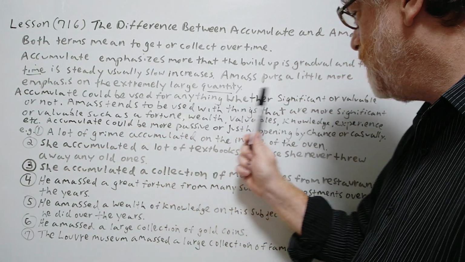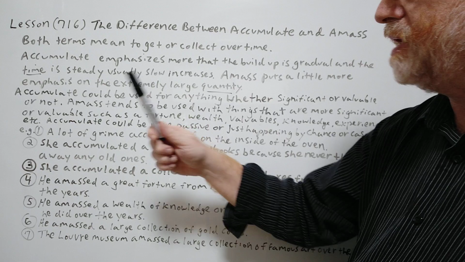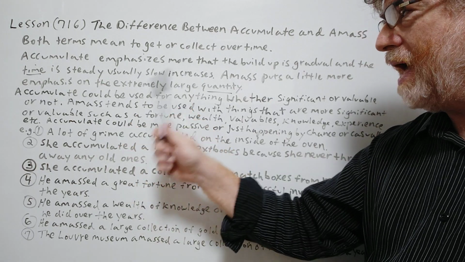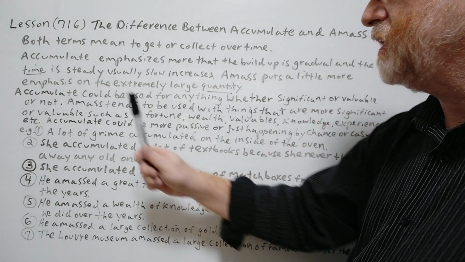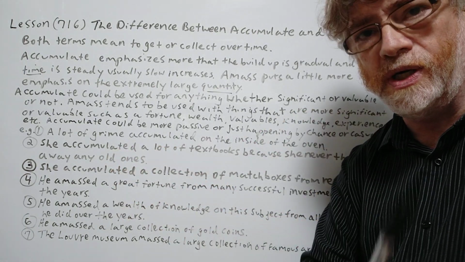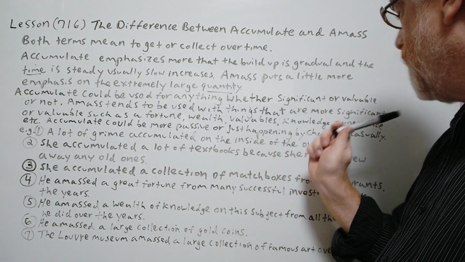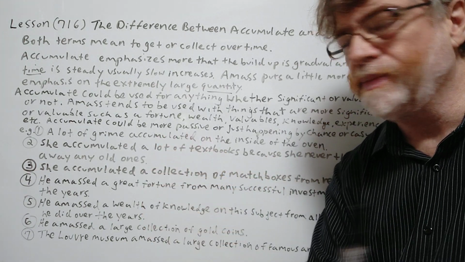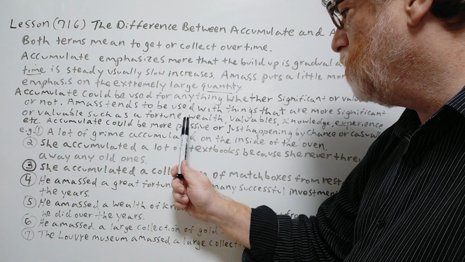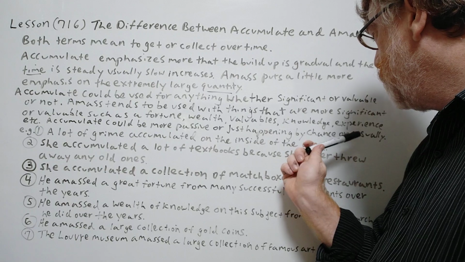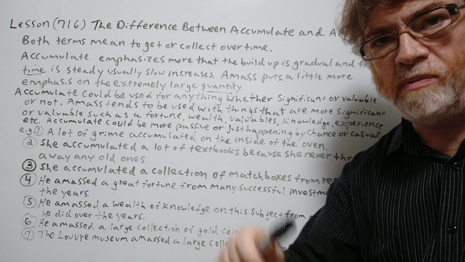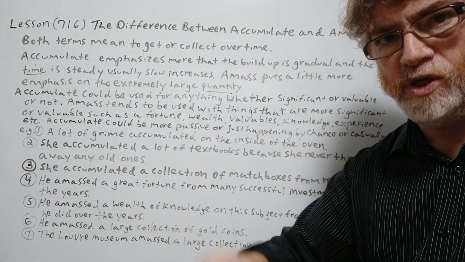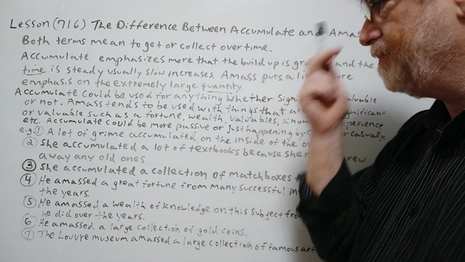Accumulate can be used for anything, whether significant or valuable or not. Amass tends to be used with things that are more significant or valuable, such as a fortune, wealth, valuables, knowledge, experience, etc. Accumulate could be more passive or just happening by chance or casually, whereas amass tends to be a little bit more active. You're doing it on purpose. You're really trying hard to build it up.